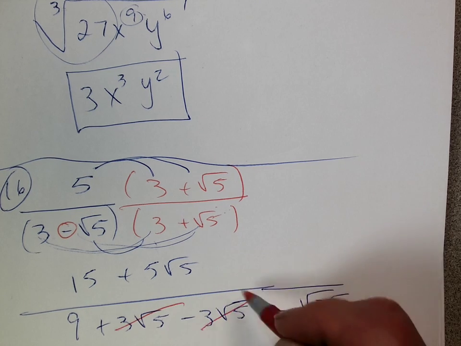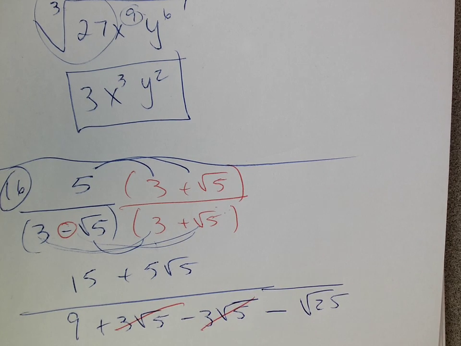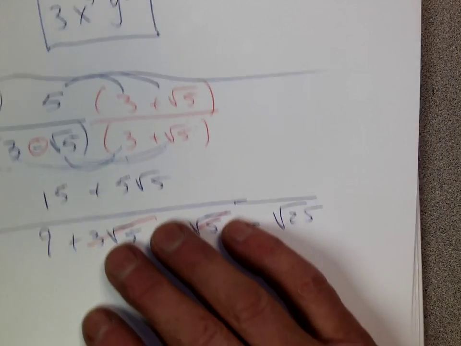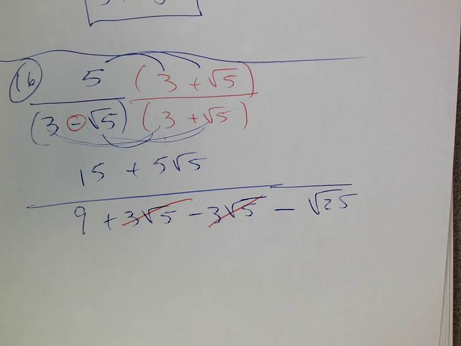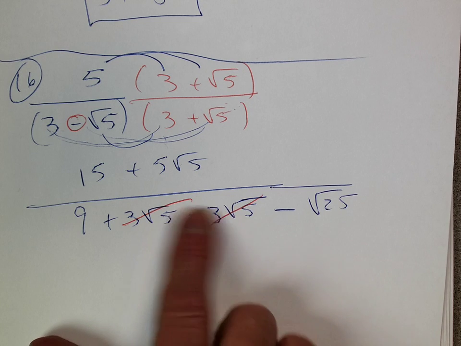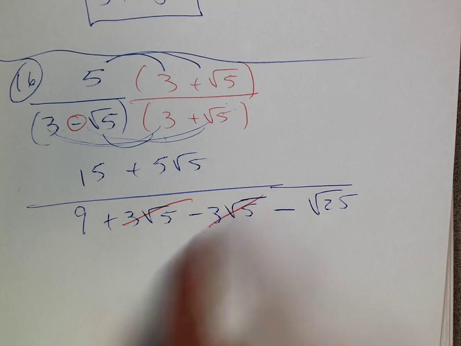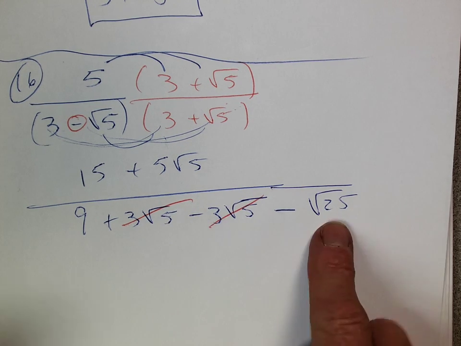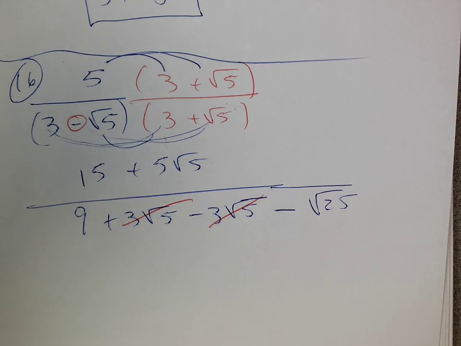Now, the reason we do the conjugate, this always happens. The middle two terms will always cancel. Always. That's why we do it. When we do the conjugate, the whole point is to have this happen. And that gets rid of the square root, because the square root of 25 is just 5. It's gone.